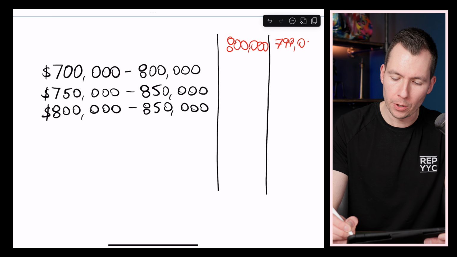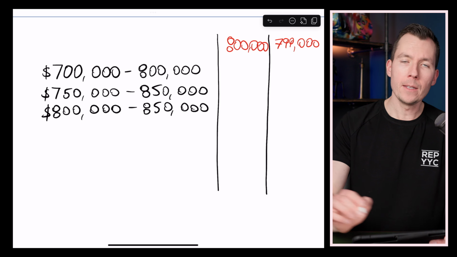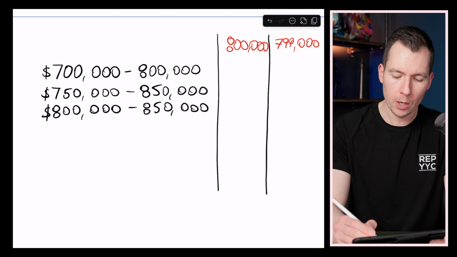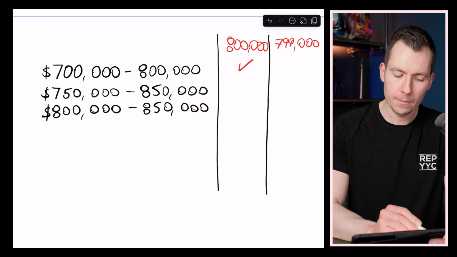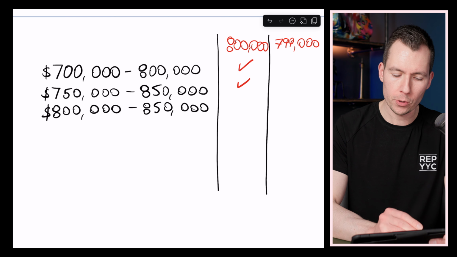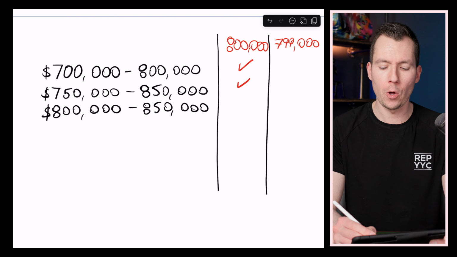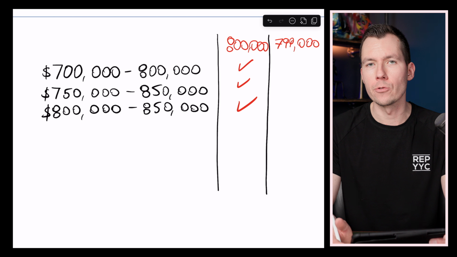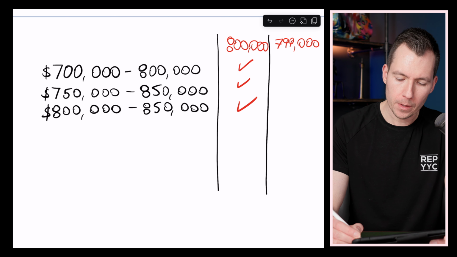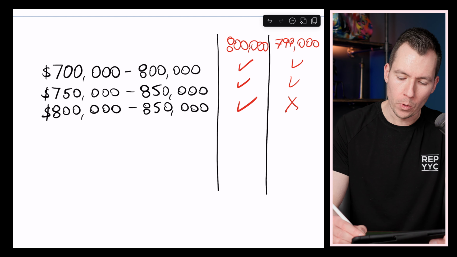So we're a little bit below 800,000. Anytime that somebody's searching between 700 and 800K, they are going to see our listing if it's listed at 800. If they're searching between 750 and 850, they will see our listing at 800. And if they're searching between 800 and 850, they will also see our listing at 800. Now, if we're talking about 799, the first two instances here, yes, they will see our listing. However, the third one, they will not. So we are potentially missing out on buyers who are searching between 800 and 850.